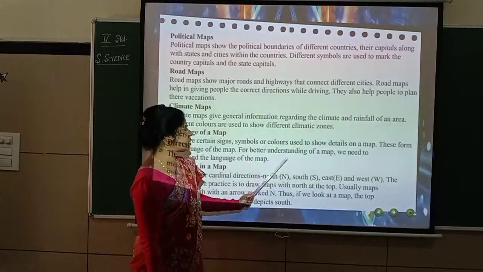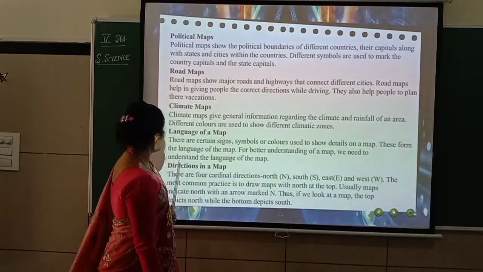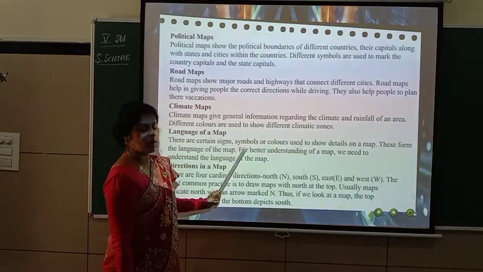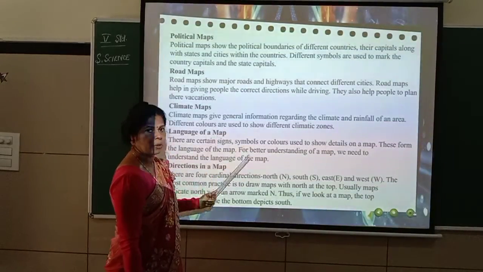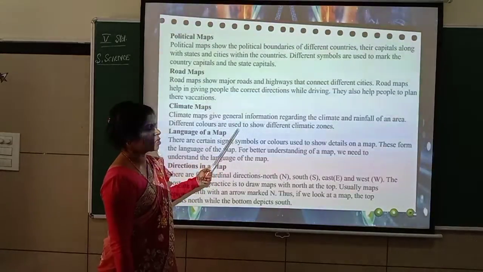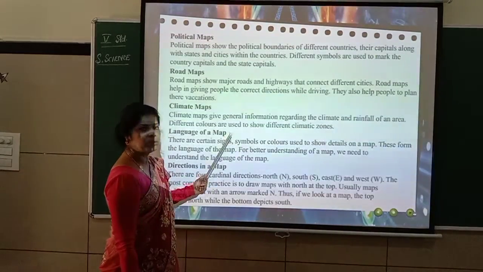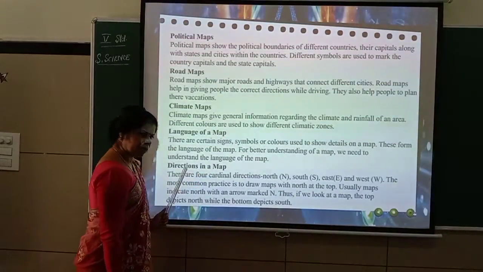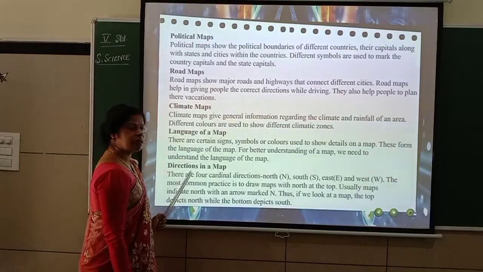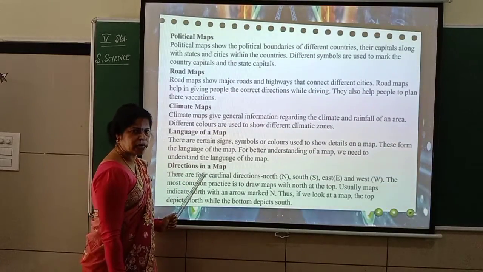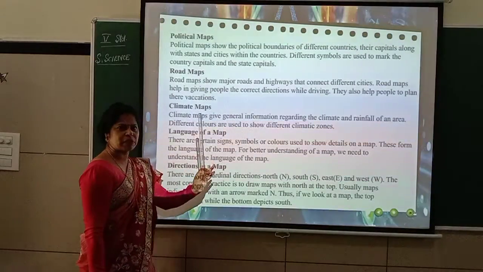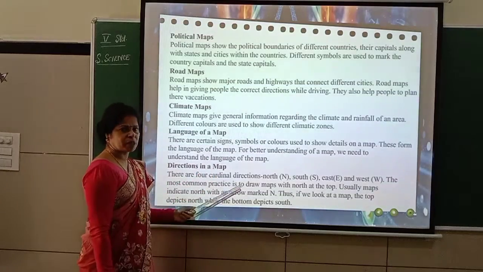Now, for better understanding of a map, we need to understand the language of the map. So, how do we know? We should first know how to find the location on a map. So, how to locate it? For that, what do we require? We require a compass or a scale. Understood? Scale is not this normal scale. Scale of a map is required.